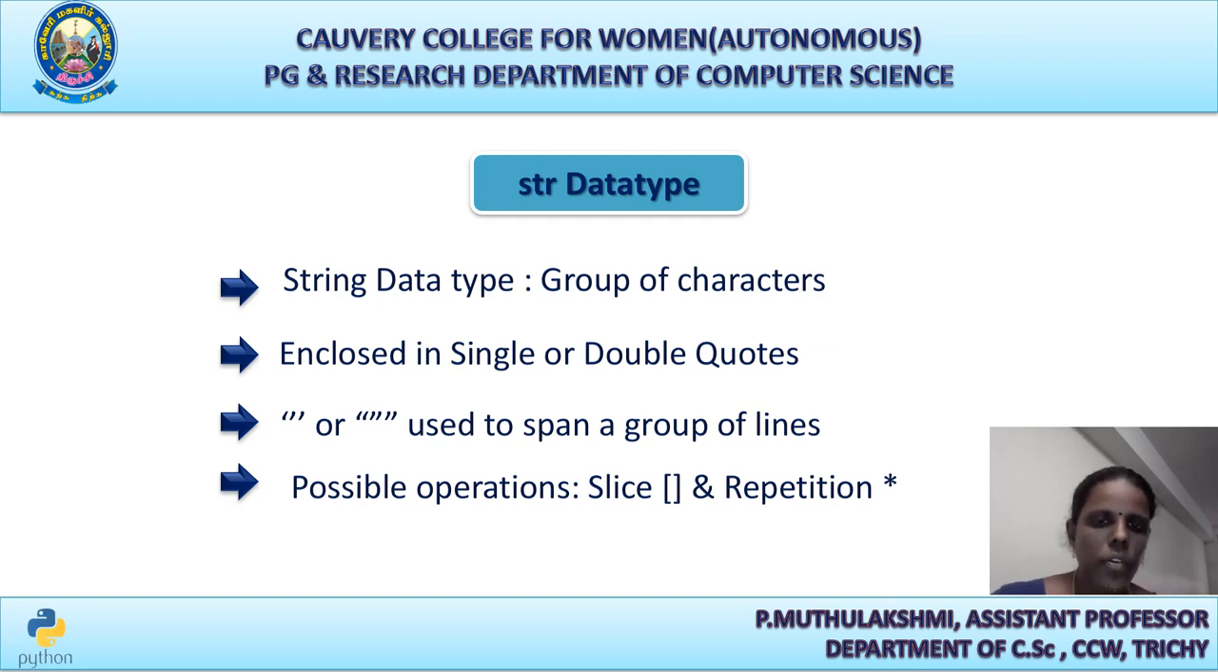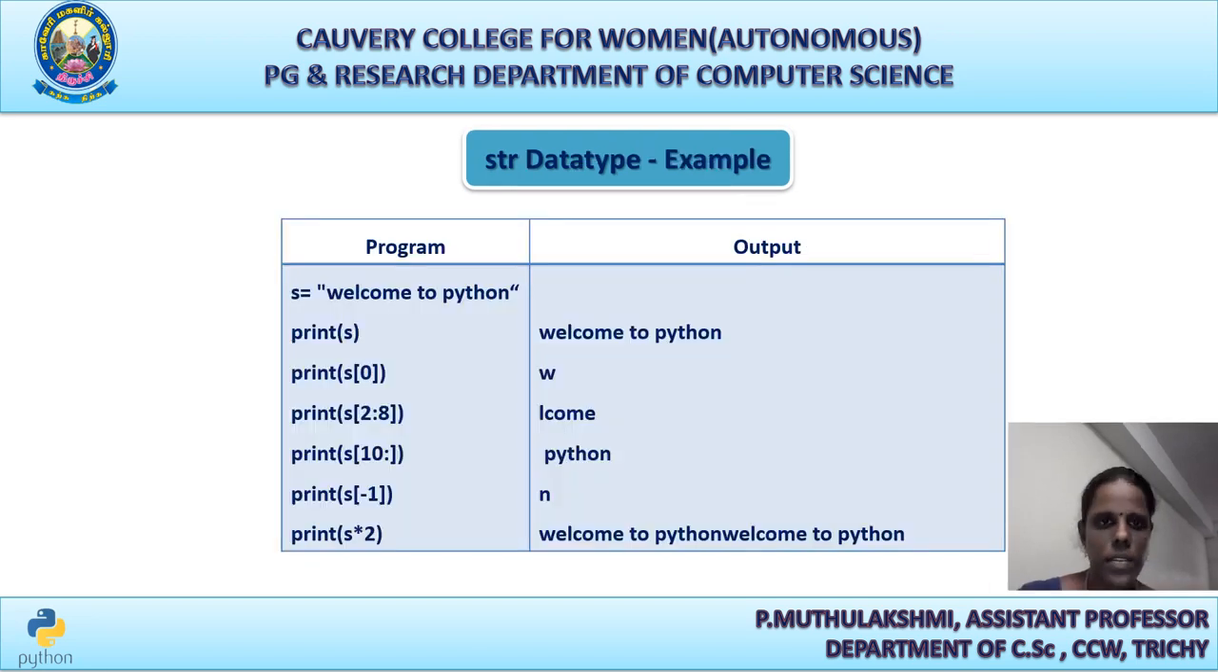The operator for slicing is the square bracket and for repetition it is the star. What is meant by the slicing operation? Slicing operation is nothing but retrieving a piece of information from the string. The repetition operator is used to repeat the given string a number of times.